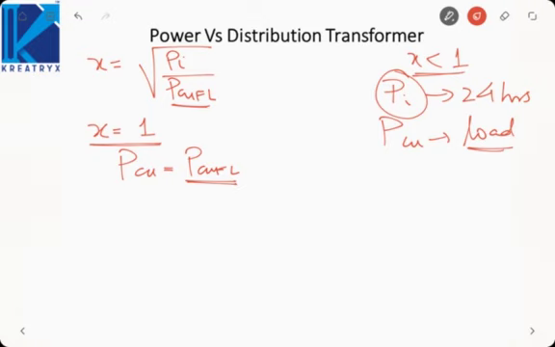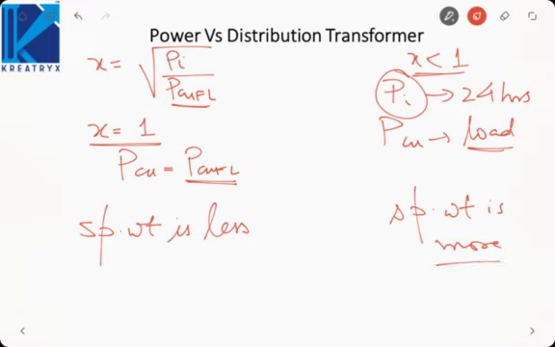Here the specific weight of the transformer is less, here the specific weight is more. So while designing, we need to take care in the distribution transformer that iron loss should be less, and in the power transformer that copper loss should be less. And the specific weight of the power transformer is less as compared to the distribution transformer. So that is the basic functionality and the basic uses of the power and the distribution transformer.